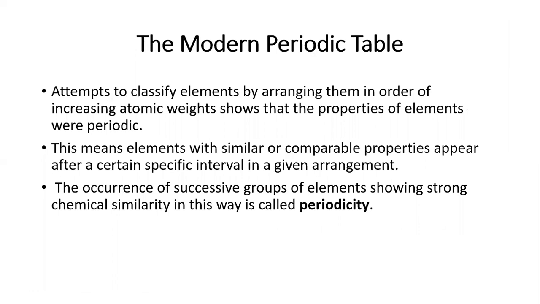Now, the attempts to classify elements by arranging them in order of their increasing atomic weight showed that the properties of the elements were periodic. Now, this means that elements with similar or comparable properties appear after a certain specific interval in a given arrangement. Now, this occurrence of successive groups of elements showing strong chemical similarity in this way is what we call the periodicity.